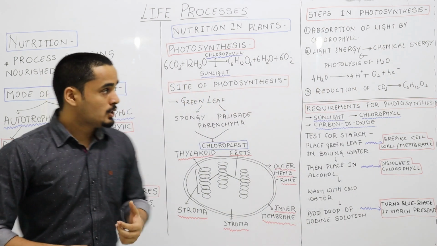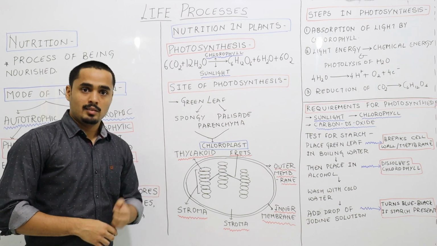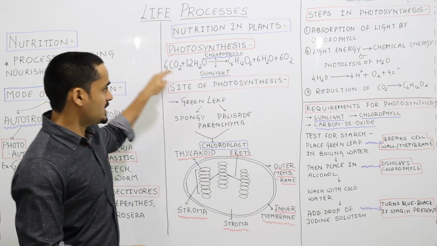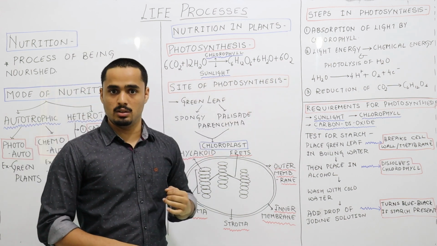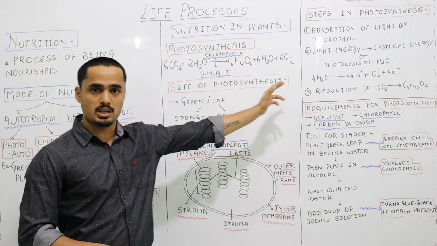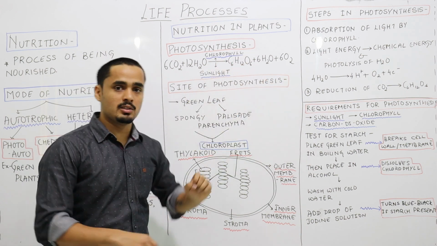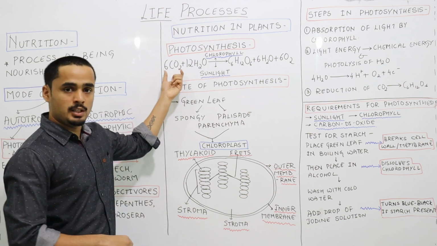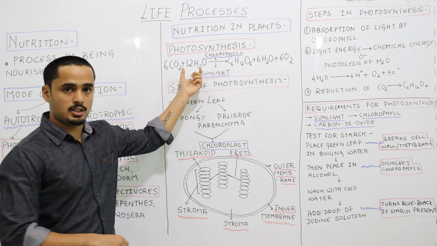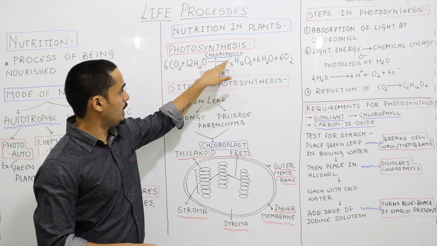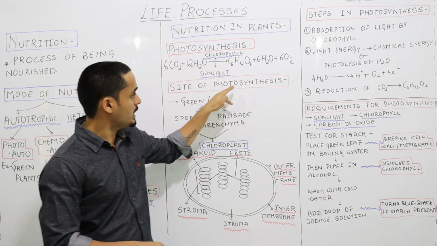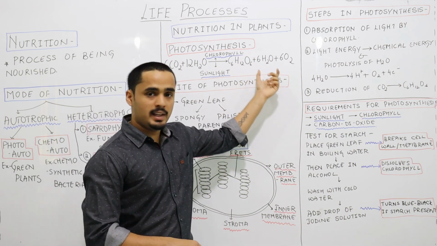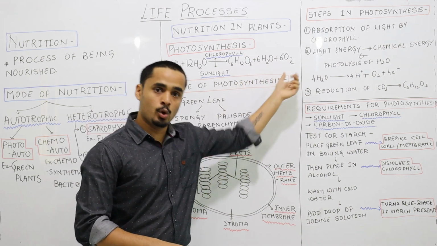The easy way to remember photosynthesis is to just understand the equation. When you look into this equation, the definition of photosynthesis is self-explanatory. Now what does the equation say? 6CO2 plus 12 H2O. On the arrow we have chlorophyll and sunlight. Then C6H12O6 plus 6H2O plus 6O2.